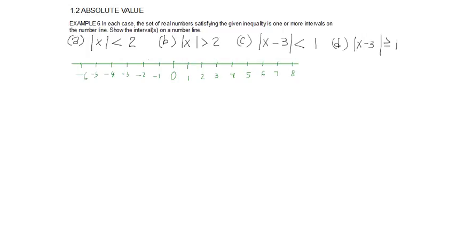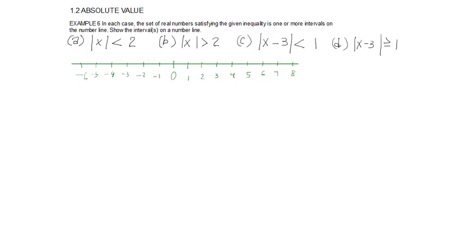Alright, let's do B. Let me erase this one. B, same thing. We have an absolute value of x, but this time it is greater than 2. So this means I'm at the origin, and x means absolute x. It means I can go this way or I can go this way. That's what the absolute means. I can go negative or positive. And either way, distance is distance. That's why it's going to tell me, well, you walked more than 2 miles.